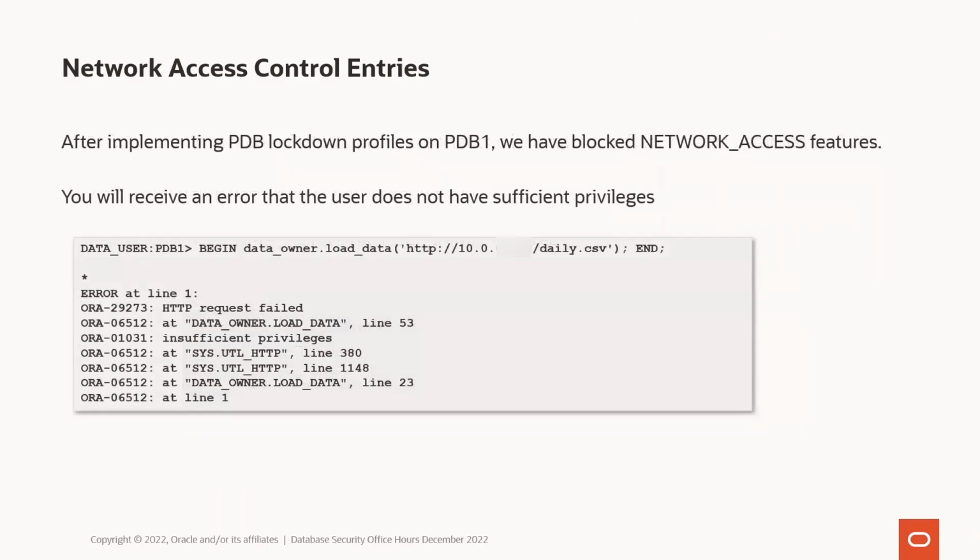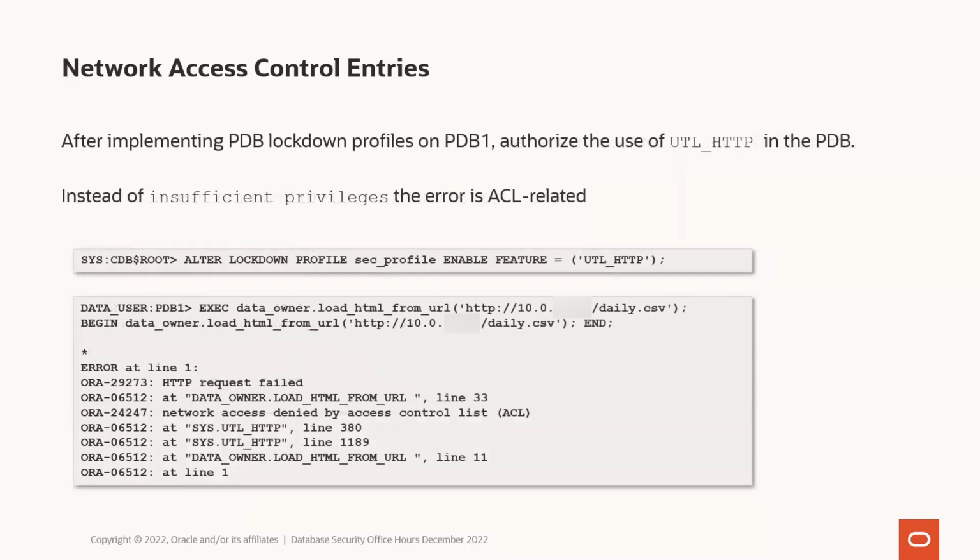And so they look like this, right? So if we're gonna try to reach out of the database and we've got this PDB lockdown profile enabled where we've blocked that network access, we're gonna see an insufficient privileges here. We can't utilize the underlying capability here, this UTL_HTTP, to get out of the database. So what we want to do first is enable that in our PDB lockdown profile. So we want to enable this package to be used as a feature, and any PDB that has this profile will now be able to utilize the UTL_HTTP package.